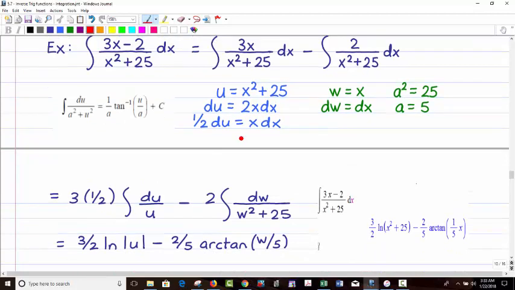Now let's finish this one on the left here. We have a 3 right there, and we have a 1/2 here, so those two make 3/2. Now, remember, this is du over u. Unlike the last one, which was du over u to the 1/2, and I mentioned this earlier in the video, you use a power rule only when it's du over u to the first does it turn out natural log. Anything other than u to the first on the bottom, it's power rule. So that becomes natural log of u, and this is arctan. So it's 2 over 5 arctan of w over 5.